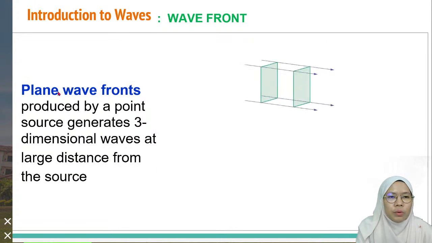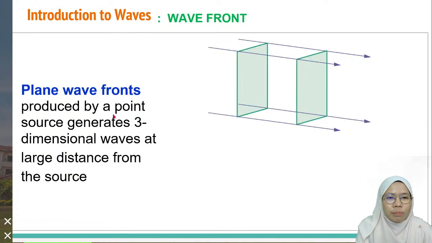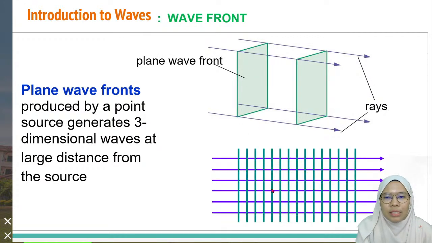The last one is plane wavefronts. Plane wavefronts is also produced by a point source that is generating three-dimensional wave at larger distance from the source. We can see the wavefront is a plane. This is the side view of the wavefront. We can see a number of lines perpendicular to the rays.